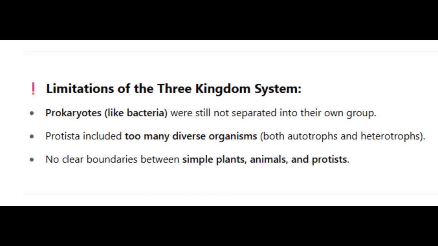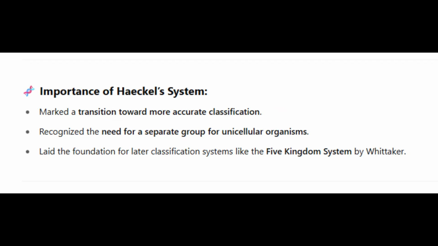Limitations of the three-kingdom system. Prokaryotes, like bacteria, were still not separated into their own group. Protista included too many diverse organisms, both autotrophs and heterotrophs. No clear boundaries between simple plants, animals, and protists. Importance of Haeckel's system. It marked a transition toward more accurate classification. It recognized the need for a separate group for unicellular organisms. It laid the foundation for later classification systems like the five-kingdom system by Whittaker.